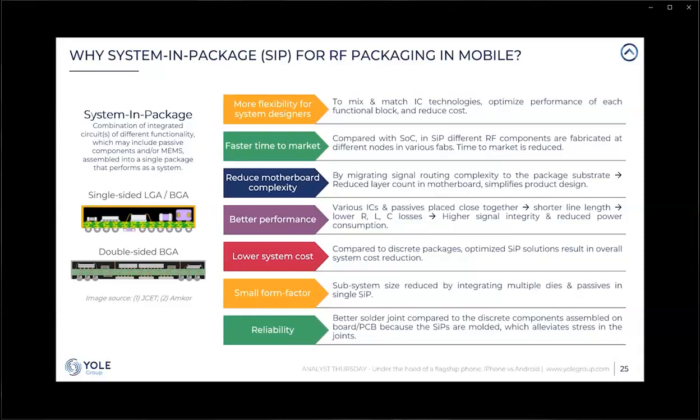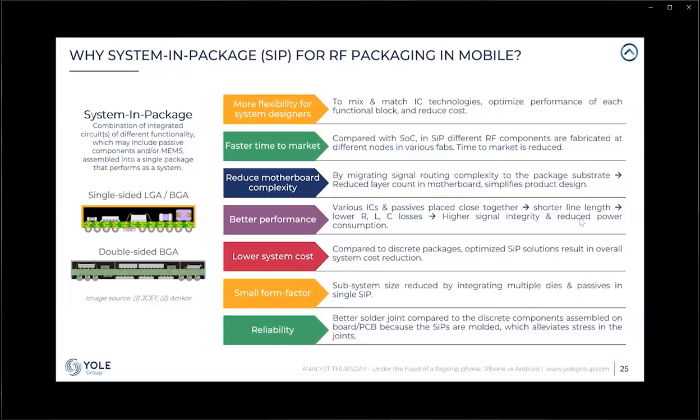or single-sided BGA, and also there is a transition to double-sided BGA packages. So, of course, there are several drivers for the adoption of system in package for RF components inside a smartphone. From one side, it provides more flexibility for system designers. It enables them to mix and match IC technologies, optimize the performance of each functional block, and of course, reduce costs. On another hand, it also allows a faster time to market.